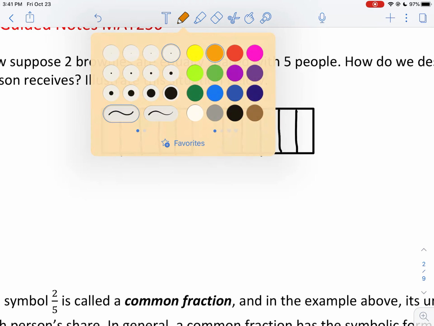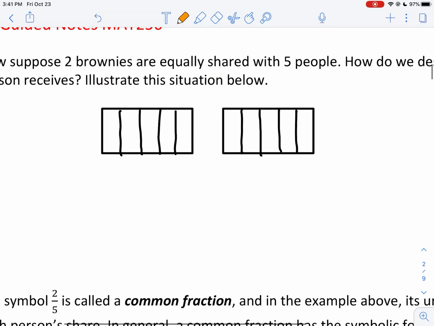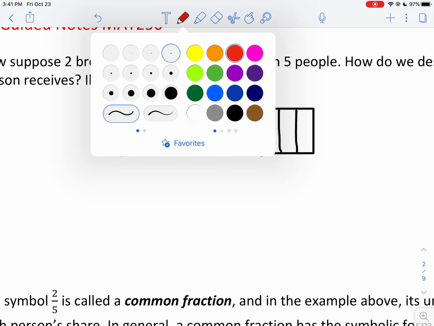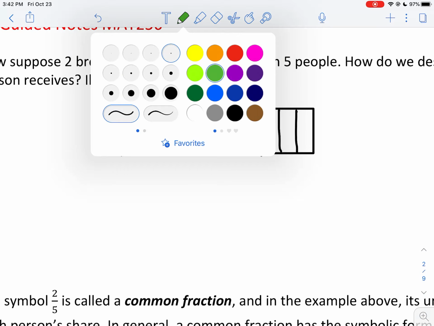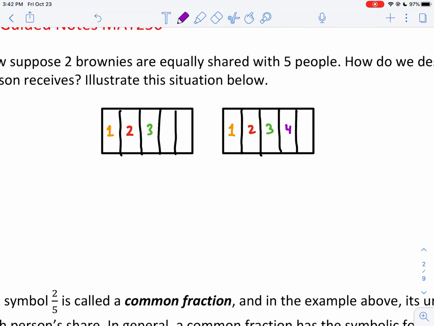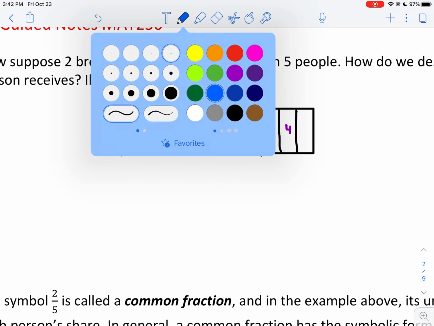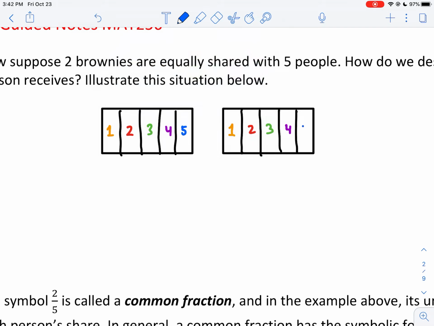And I'm going to put numbers inside these pieces to indicate which person gets which. So person 1 gets those pieces. Person 2 will get the next piece. Then person 3 will get the next piece. Person 4 will get the next piece. And then finally, person 5 will get the final piece of each brownie. So each person has received an equal amount.